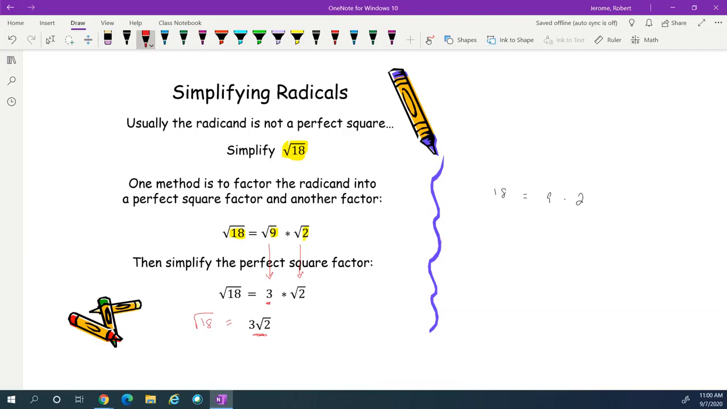Now, this approach requires us to identify the greatest perfect square factor, meaning 9 is a perfect square, and it is the biggest perfect square that fits into the number 18 evenly. In fact, it fits twice. So that's a perfect square approach. There's more than one approach to things, but that is one way of doing it. And again, we are factoring it. We're just identifying the biggest perfect square that is a factor.